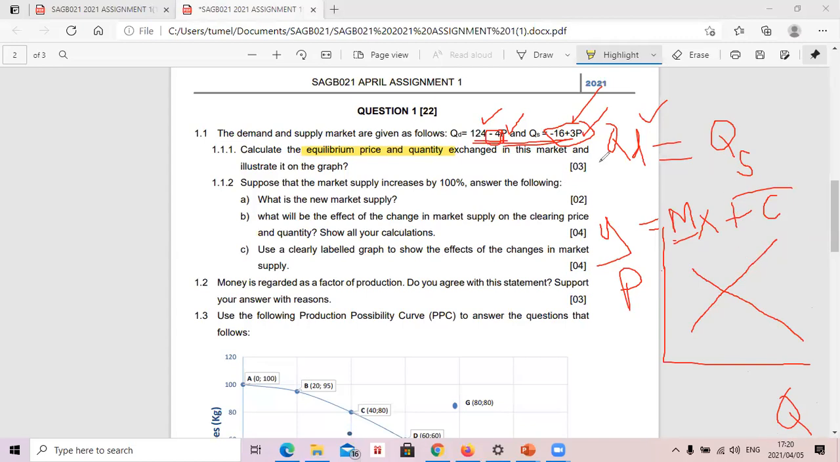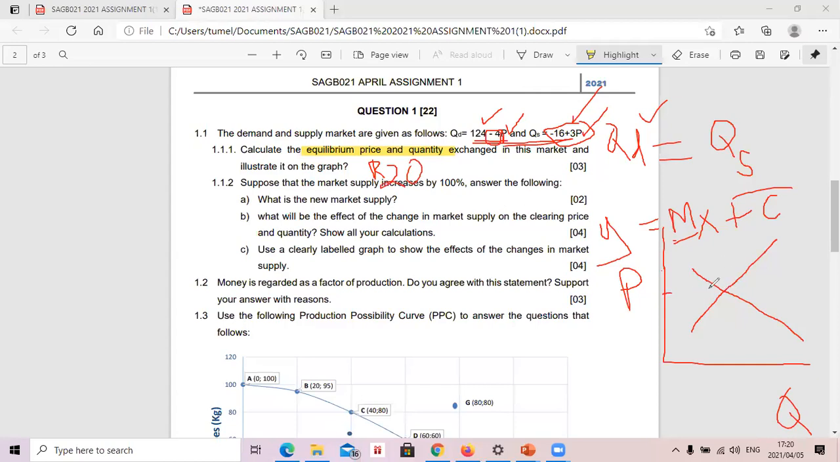So we have calculated our QD and QS, equilibrium quantity and equilibrium price. We got the equilibrium price as 20 and the equilibrium quantity as 44. So make sure that you write your answer in units at the end. Your price should be in units. You will say it's 20 rands, for example. So the equilibrium price is 20 rands. And then you draw your graph.